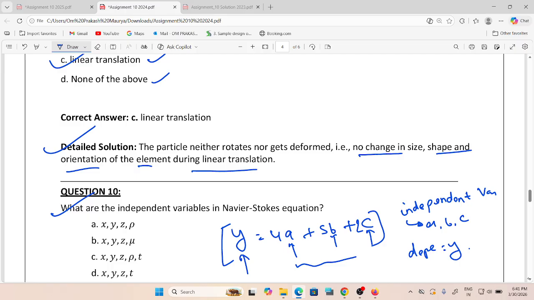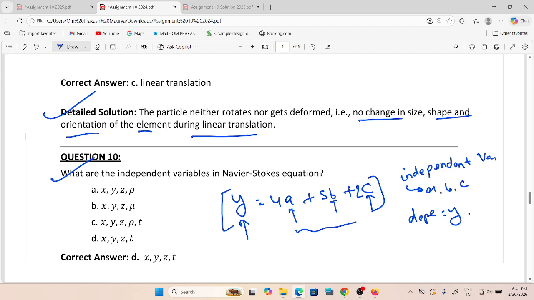Means you are able to put the value of the independent variable. So it is your x, y, z and t. This is your independent variable. Means if you want to calculate at this location, your x, y, z and t change. Based on this location, you will get the final answer of velocity and pressure, whatever, when you solve the Navier-Stokes equation. So this is the meaning.